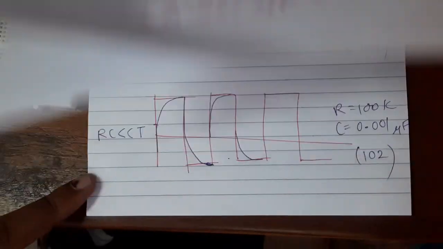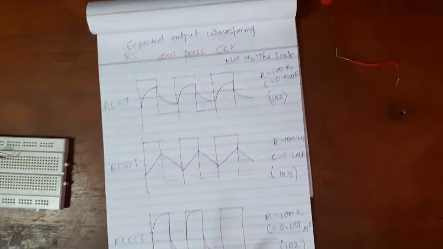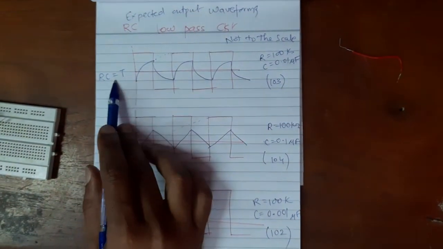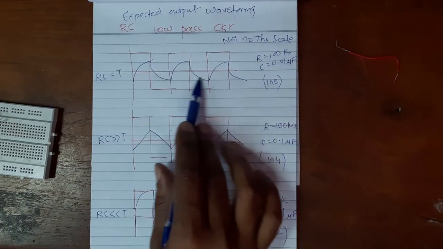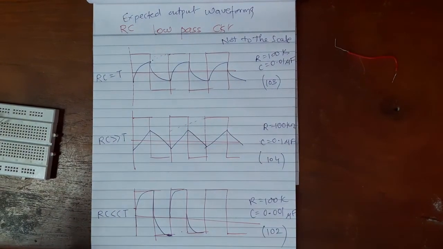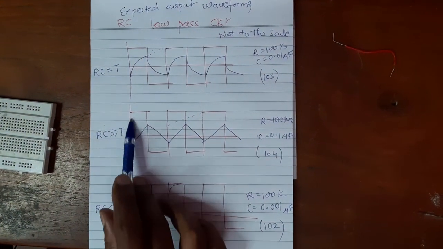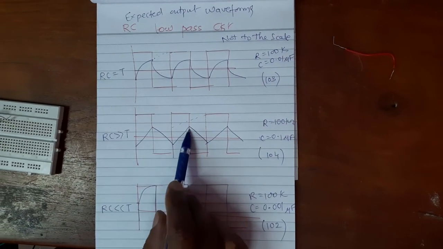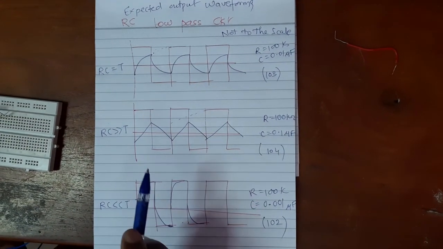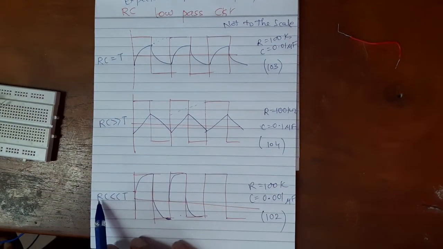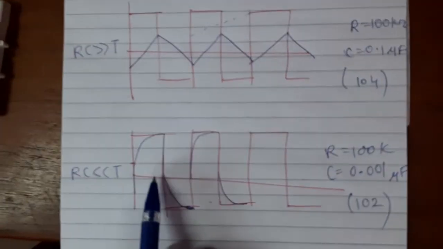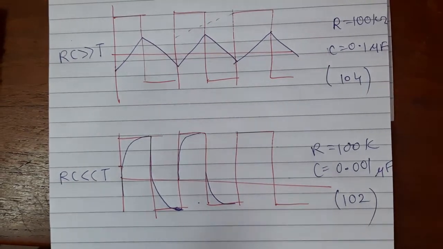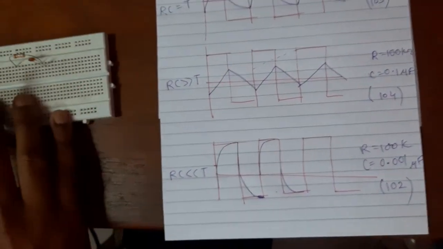Now what are the expected waveforms that you will get? It is like this. When RC is equal to T, you are expected to get this kind of waveform. When RC is very much greater than T, and you give a square wave input, you will get a triangular waveform. This is where it works as an integrator. And when RC is very much less than T, you will get waveforms like this. So we have these three combinations over here.